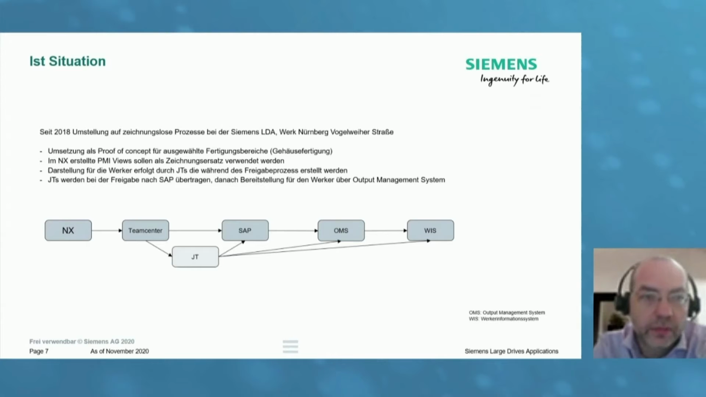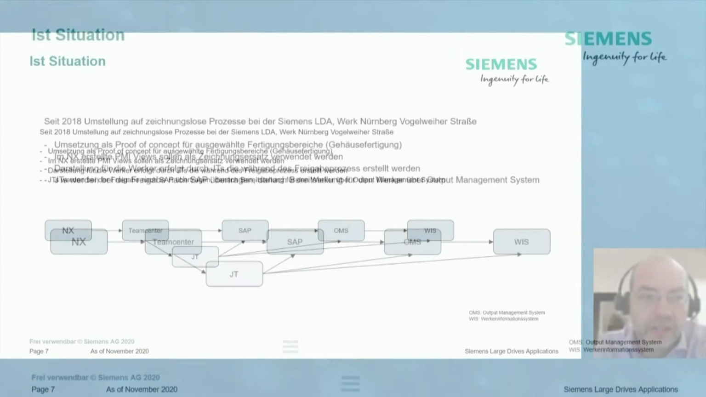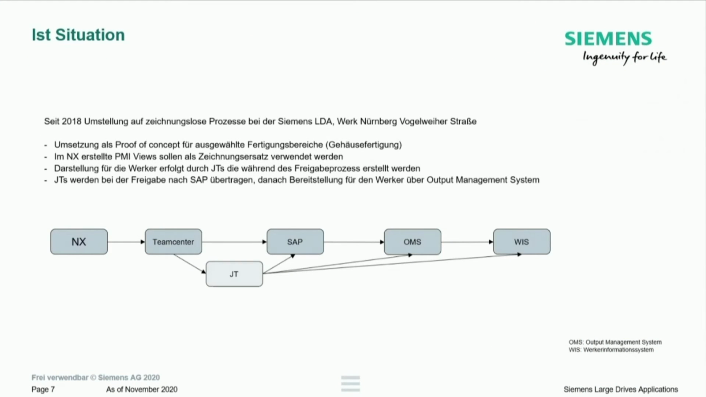A quick glance at the current situation. We have launched tentative attempts to switch to a drawingless change. That means we don't use drawings anymore, but JT in all areas of manufacturing and in the following processes. There was a proof of concept 2 years ago for select parts of manufacturing. That was housing manufacturing in our case.